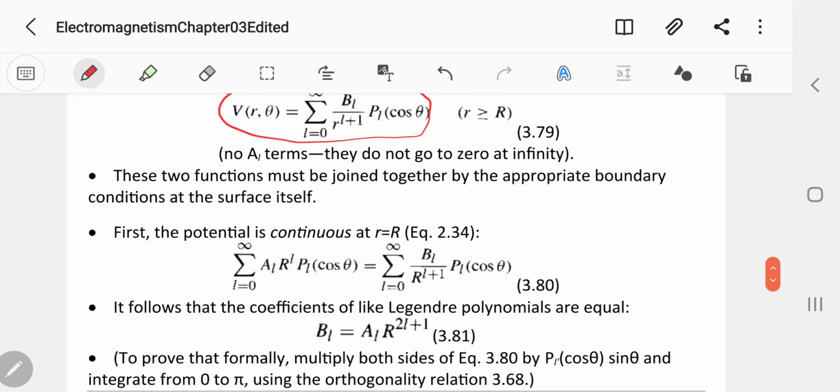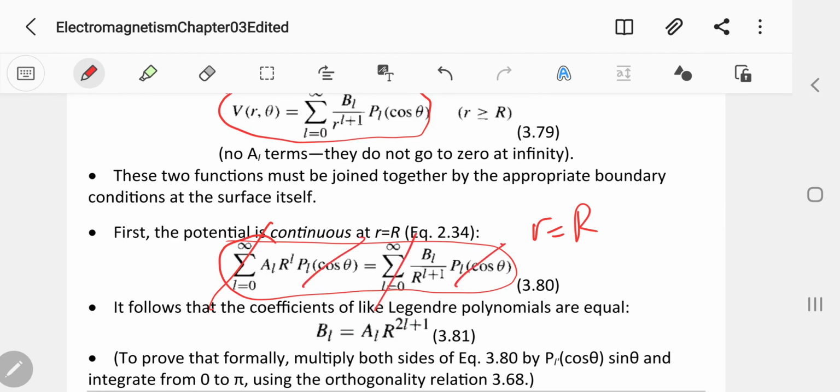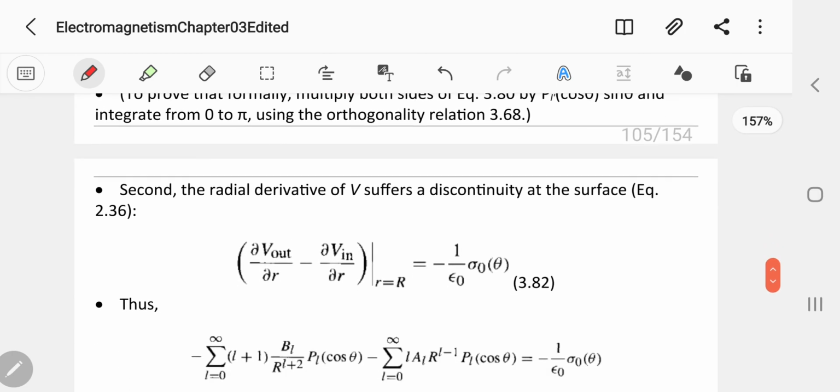At the boundary r equals R, these two would have to be equal. If these are equal, then we can cancel terms, but it's not ordinary cancellation; you have to use the Fourier trick. So we have B_l equal to A_l times R to the 2l plus 1. The first derivative of the potential should be continuous, but we have a charge on the boundary, so the continuity is disturbed by that charge distribution.